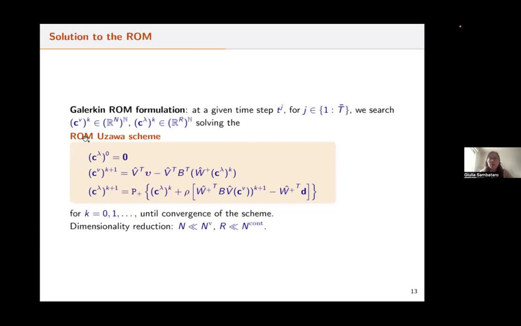Now I propose the reduced Uzawa scheme, which is a projection of the high fidelity scheme into the primal and dual reduced basis. We achieve dimensionality reduction when the dimensions of the system, given by big N and big R, are much smaller than the total number of high fidelity degrees of freedom.